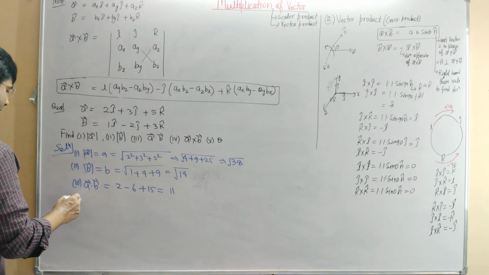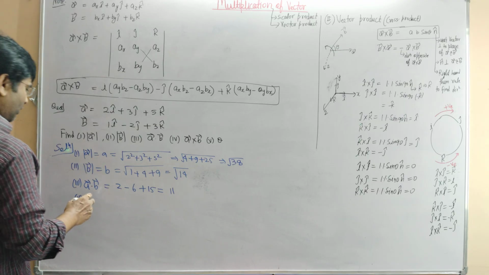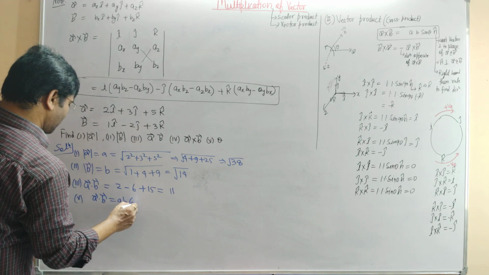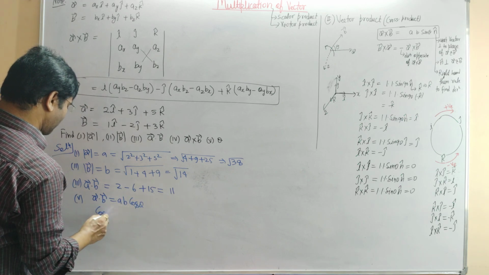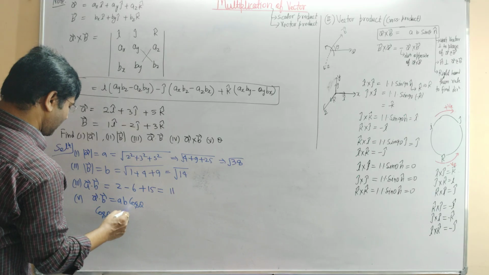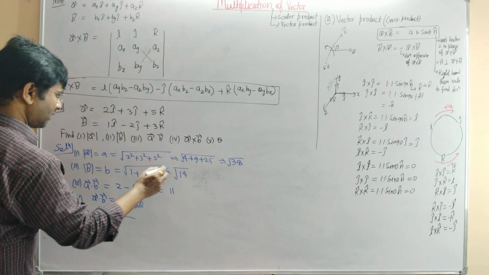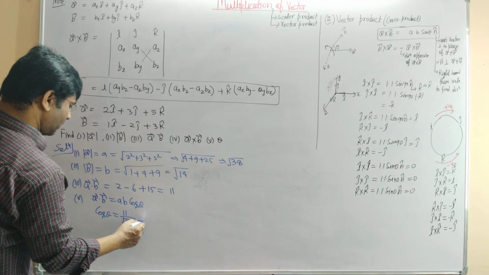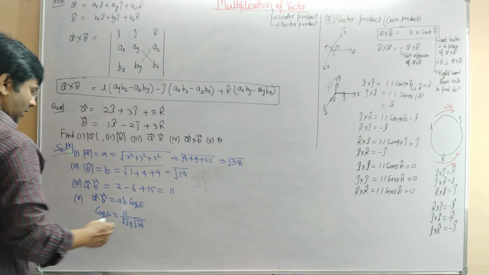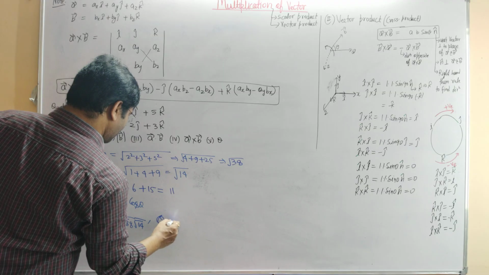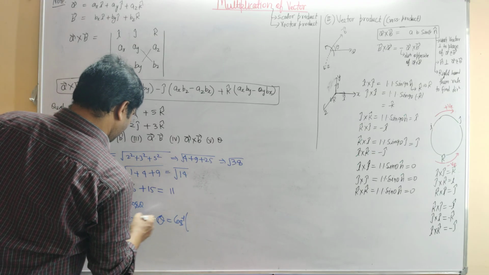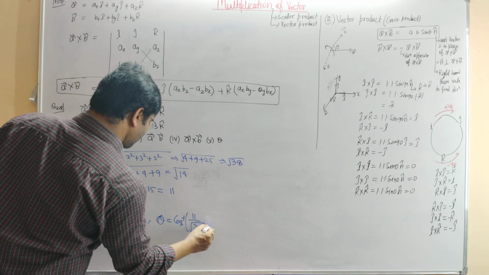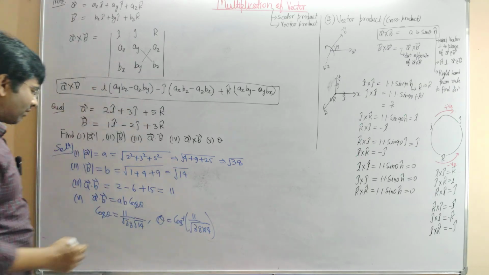If you want to find the angle, let me find it first. You know that a dot b equals ab cos theta. So we can write cos theta equal to a dot b, which is 11 we have got, upon root 38 into root 14. So theta is cos inverse of 11 upon root 38 into 14. Okay, I'm just telling the method, I'm not going to calculate exactly.